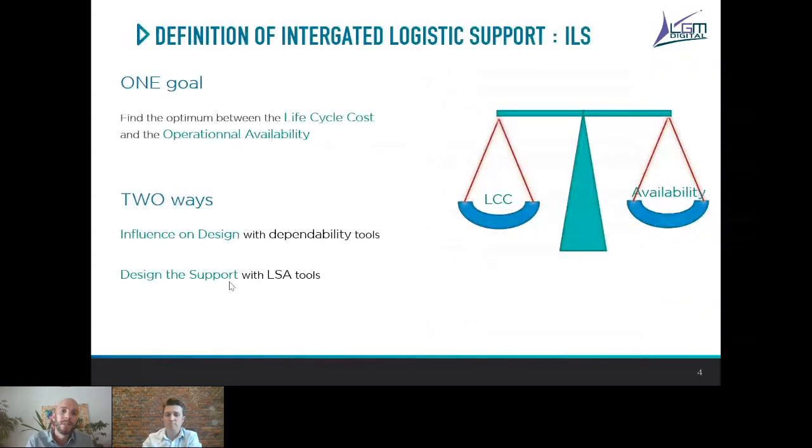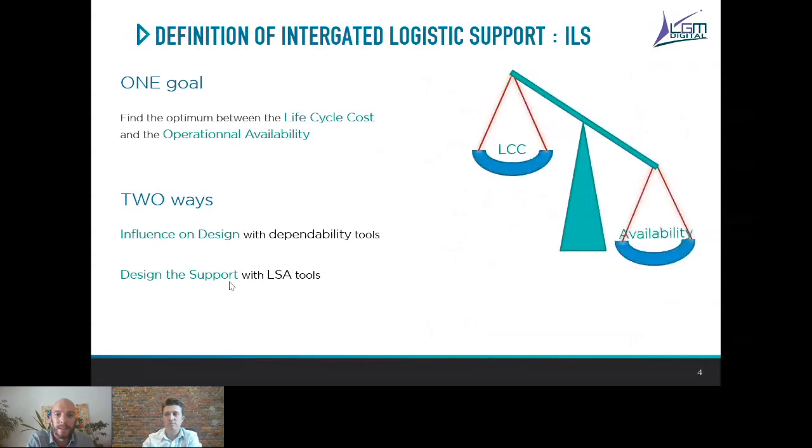So, what is ILS? ILS is integrated logistics support. This domain has one goal and two ways to reach this goal. Our goal is to find the optimum between the LCC, the life cycle cost, also known as the total owner cost, and the operational availability. The operational availability is the availability of your system.